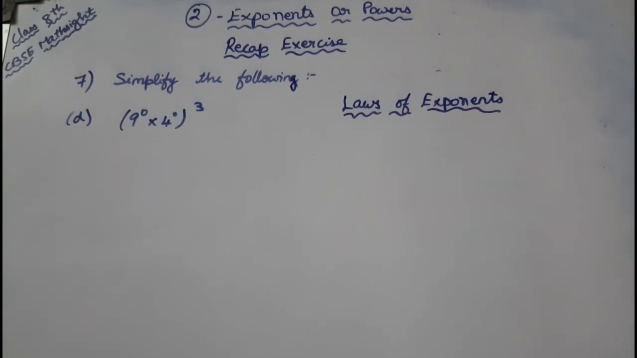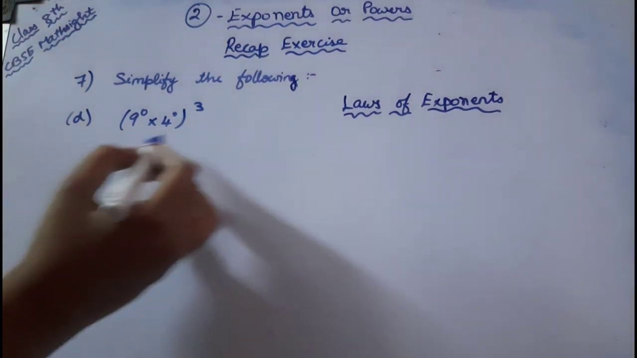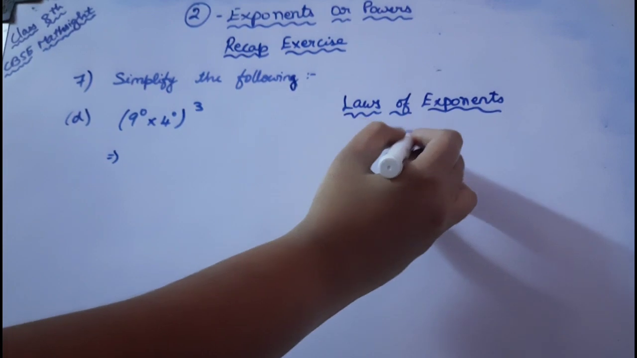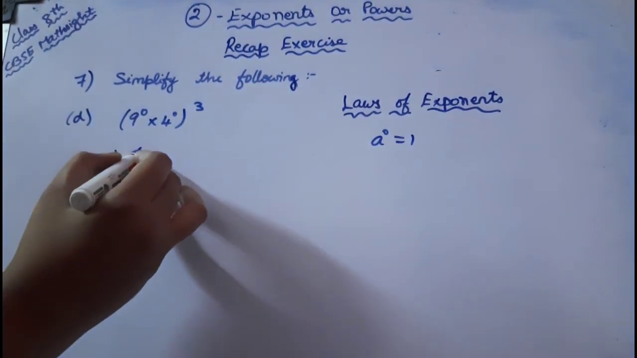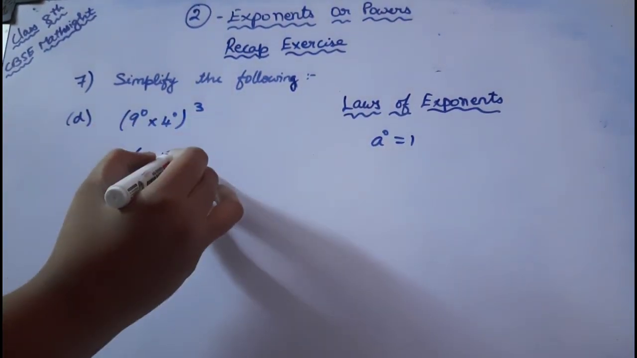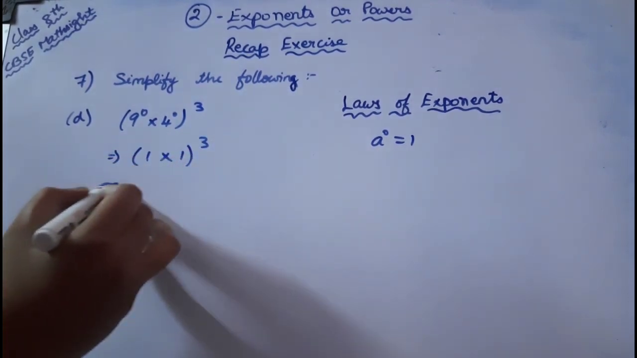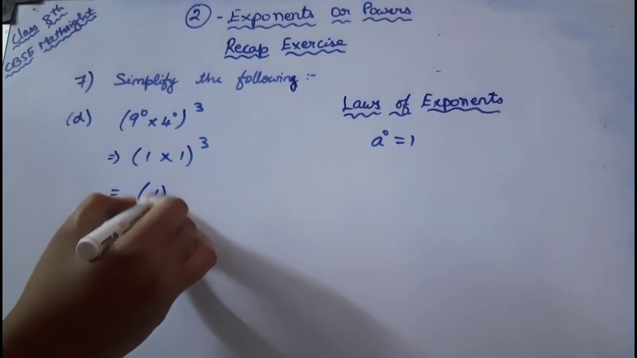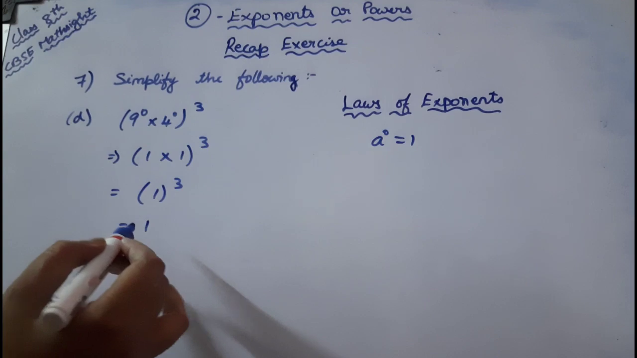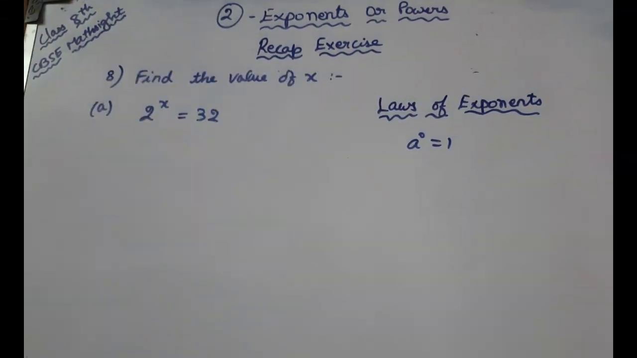The last sum in 7th Roman letter, 9 to the power of 0 into 4 to the power of 0, whole cube. So we know a to the power of 0 is nothing but 1. So 9 to the power of 0 is 1 multiplied by 4 to the power of 0 is 1. 1 into 1 whole cube. So 1 into 1 is 1 cube, which is nothing but 1. We are going to see the 8th sum. Find the value of x in each of the following.